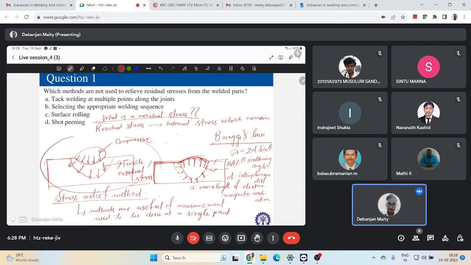So the fixture plays a critical role over here. So welding fixtures need to take care of this distortion, which can restrain the parts, right? And there is something called tack welding. Have you heard of this term, tack welding?